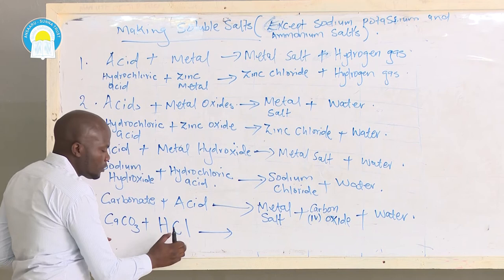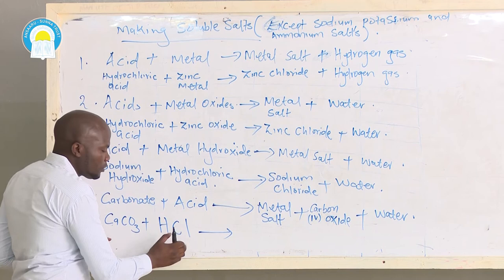When we have this, I'm saying again, three things are produced. So sodium hydrogen carbonate plus HCl, we have a salt being produced. The salt will be sodium chloride. Sodium chloride will be formed plus CO2 plus water. Those are the three products that will be formed. So even if we have sodium hydrogen carbonate or any other carbonate, the products are still the same.